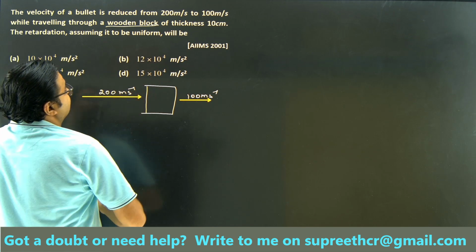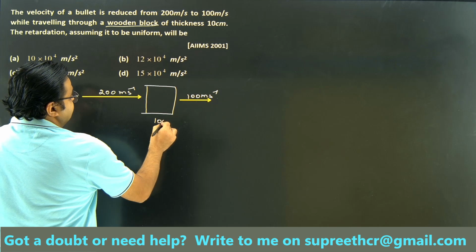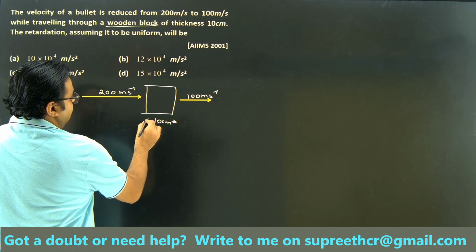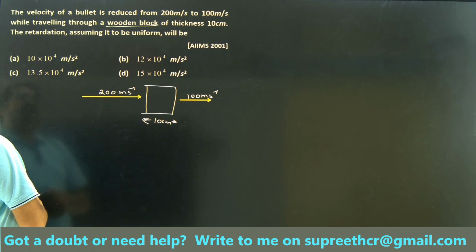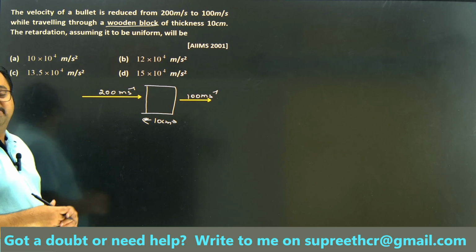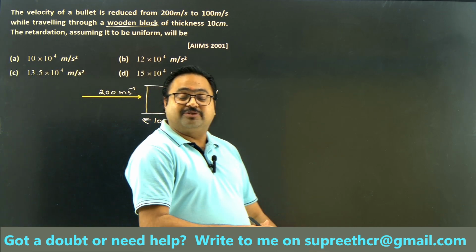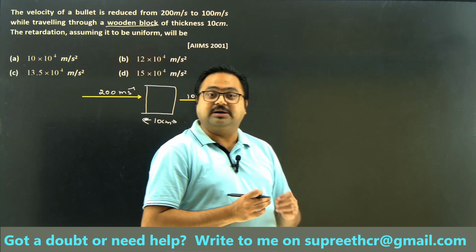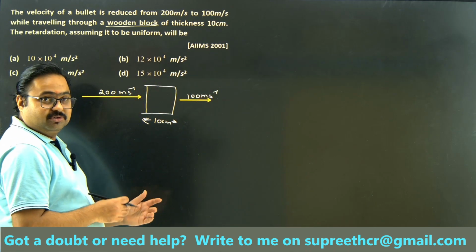The thickness of the block is 10 centimeter. So 10 centimeter is the thickness of the block, right? The retardation will be, that's the question. We need to find the retardation of the bullet. Look at how to do this.